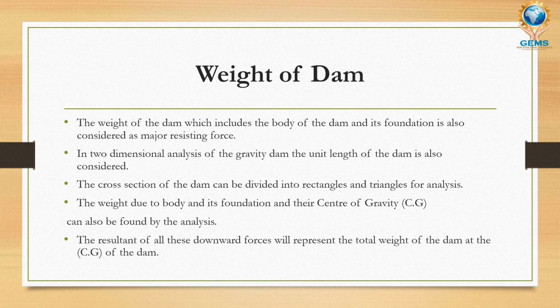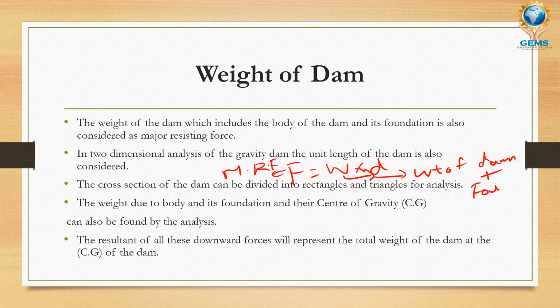You can see in the slide that F is equal to W into D. The force F is the major resisting force, and W is the weight of the dam plus foundation. The distance D I have mentioned here is the entire unit length of the dam. So by multiplying these two you get the major resisting force for two-dimensional analysis.